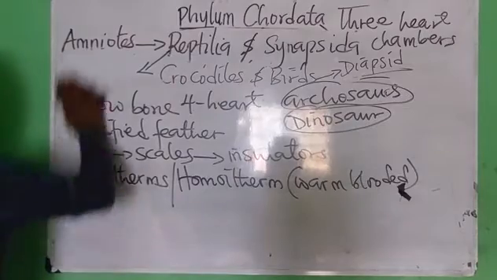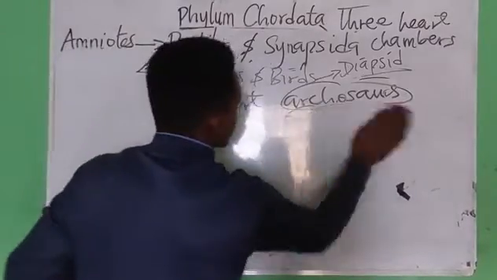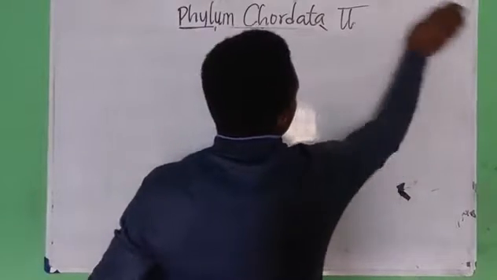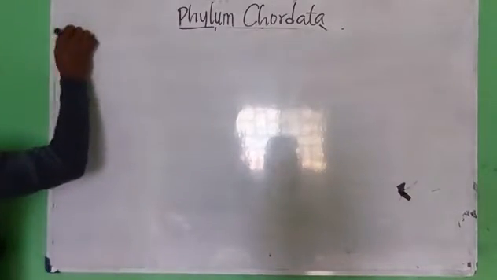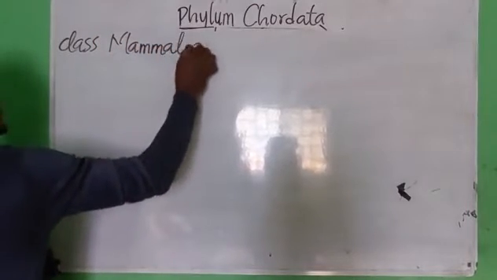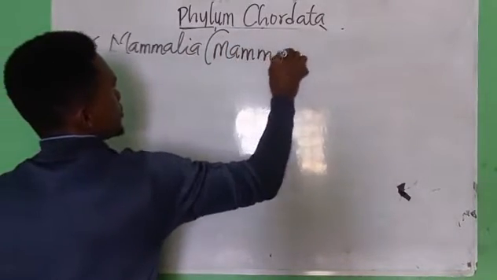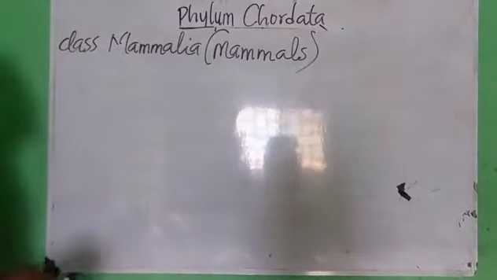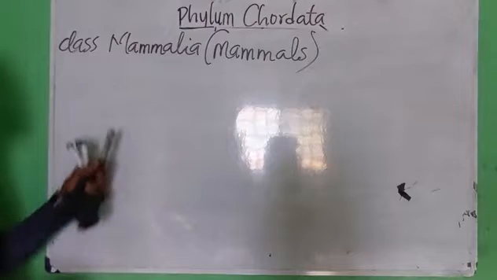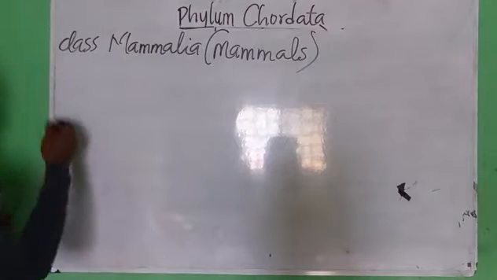The next one is class Mammalia. The organisms found there are called mammals. There are three orders of class Mammalia.